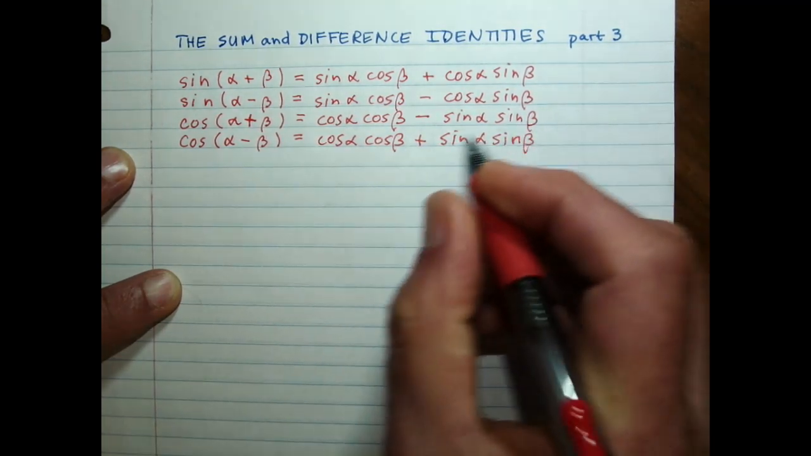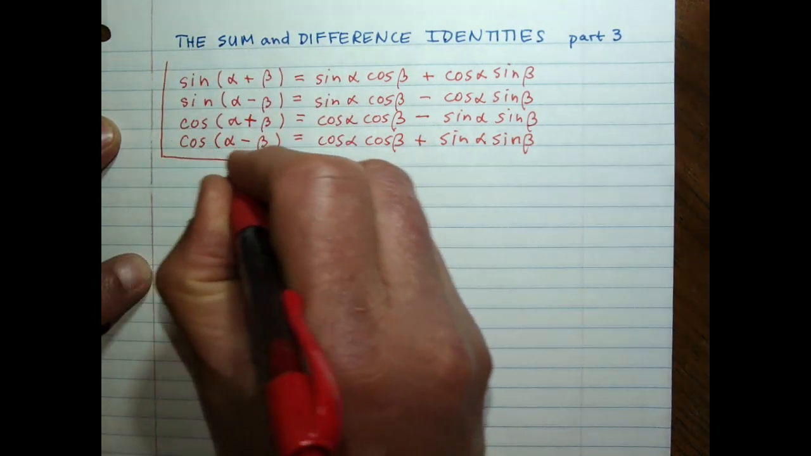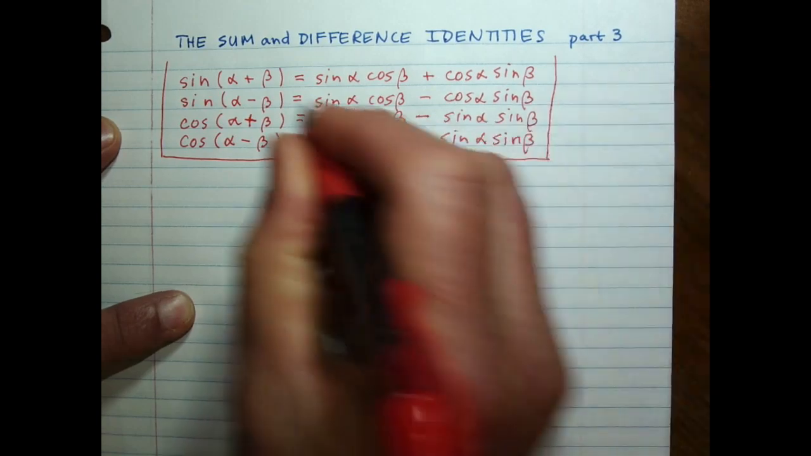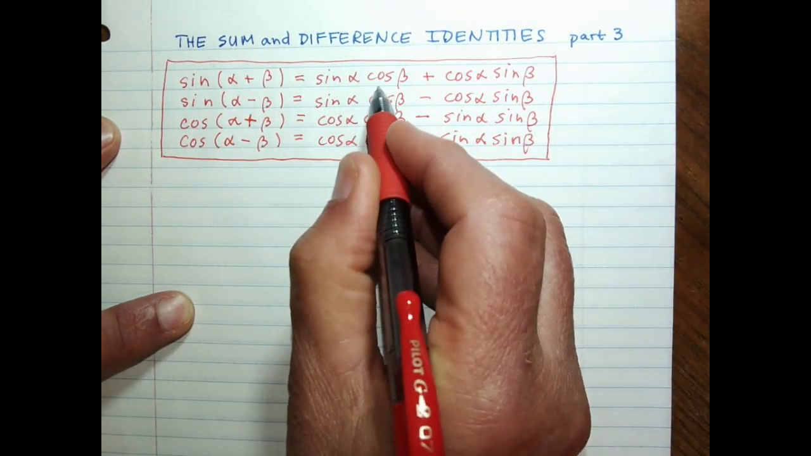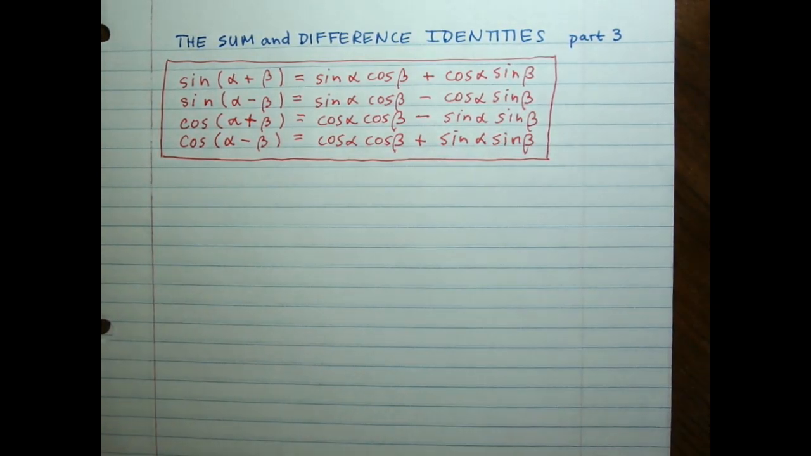So the cosine formulas have a cosine, cosine, sine, sine kind of pattern to them. But the sine formulas have the sine and cosines mixed up in each term, right? One sine with another cosine, one cosine with another sine. So now let's do some problems.